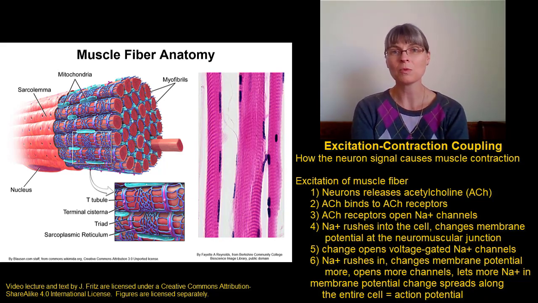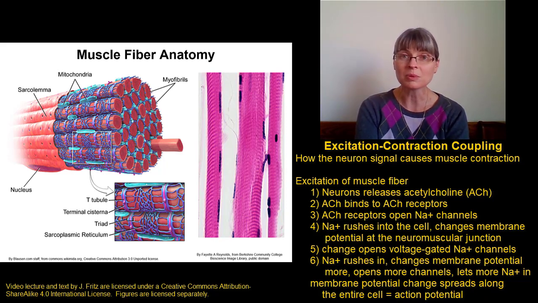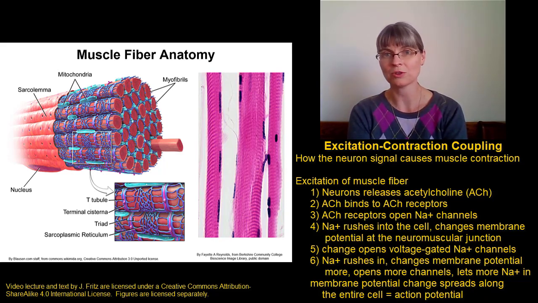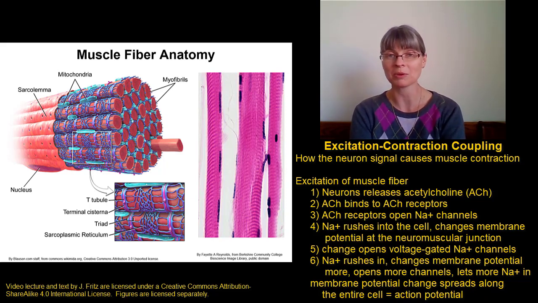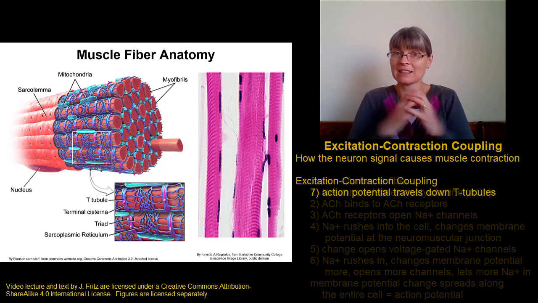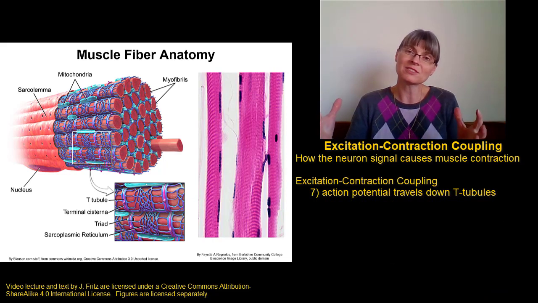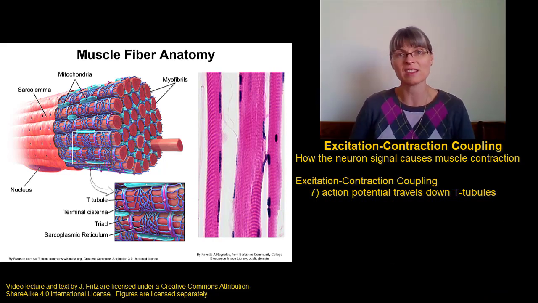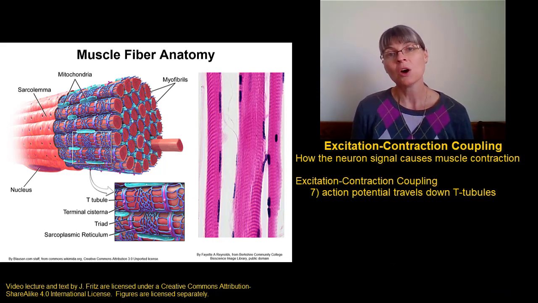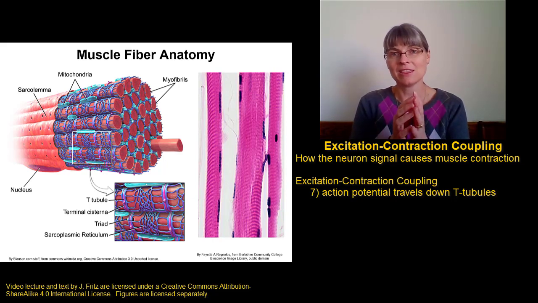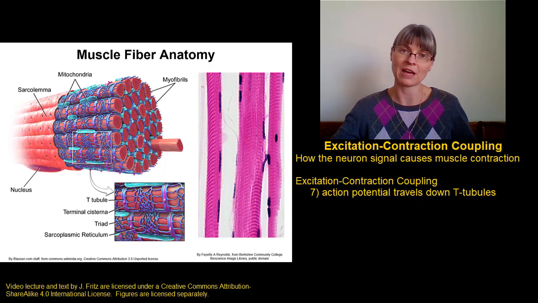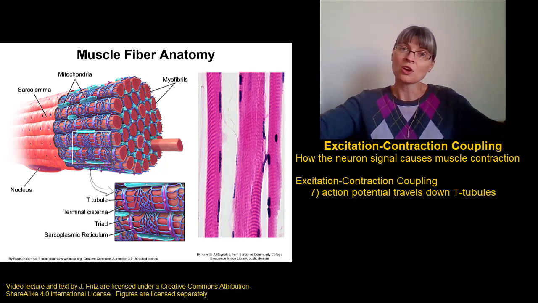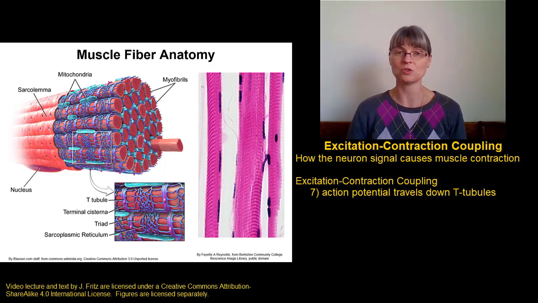In order to see how we get from the action potential to the actual contraction of the muscle, we have what's called excitation-contraction coupling. We have an excited muscle fiber that had an action potential, and now we have to see how that's going to cause the actual contraction. What happens is that the action potential spreads all the way along the membrane of the muscle fiber, and that includes going down into the T-tubules.